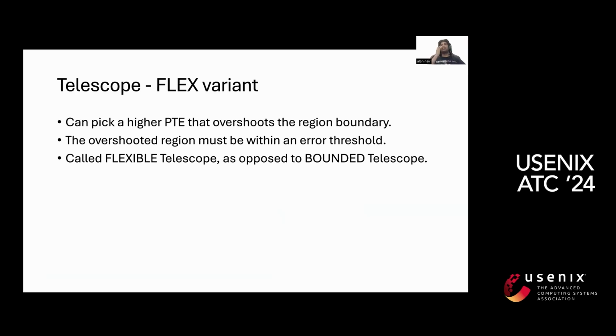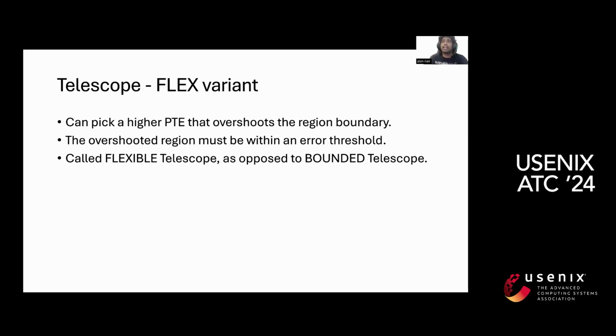The telescope variant that we just saw is called the bounded variant. But sometimes a higher level page table entry may be such that, say, 95% of its covered address space corresponds to one region, but the remaining 5% falls outside it. In such a case, a telescope will be forced to profile at the next lower level of the page table, which offers less coverage. So to aid in such cases, we have another variant of telescope called the flex variant.